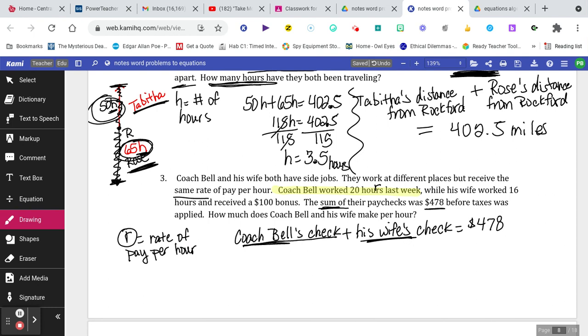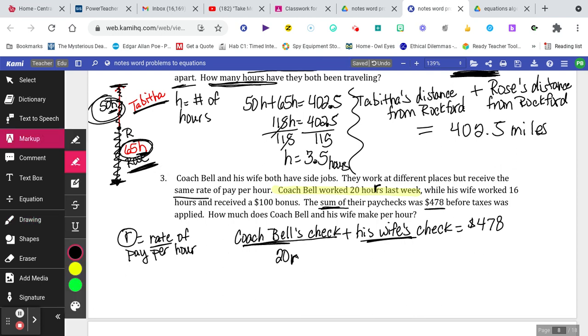But if he made $5 an hour, I would say Coach Bell is getting ripped off. Suppose he made $10, he would make $200 for those 20 hours. But we don't know, so he gets paid R dollars for each hour, okay? Again, this is a rate. That's how much he's making per hour. So 20R: multiply his amount of hours times his rate of pay. That'll give us how much he made.